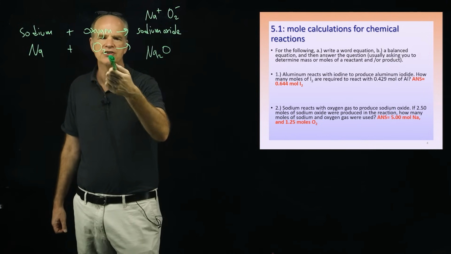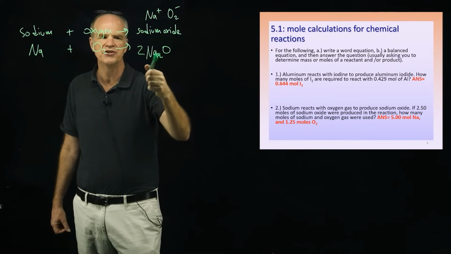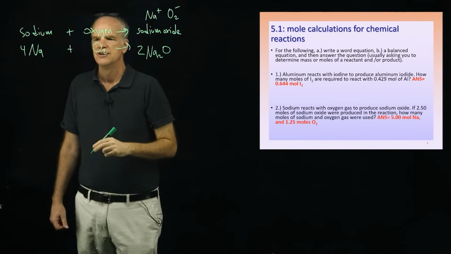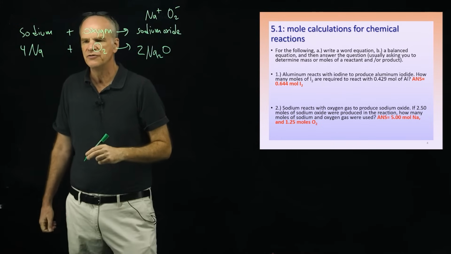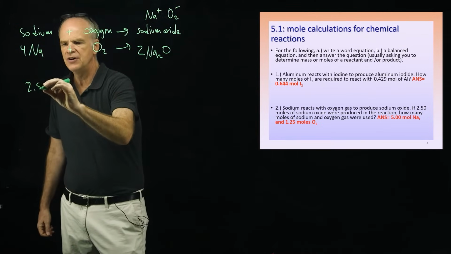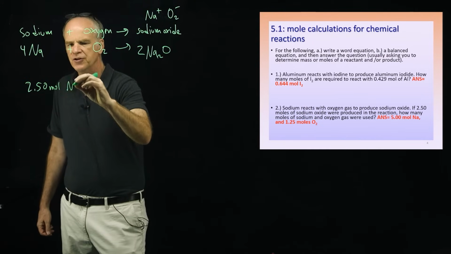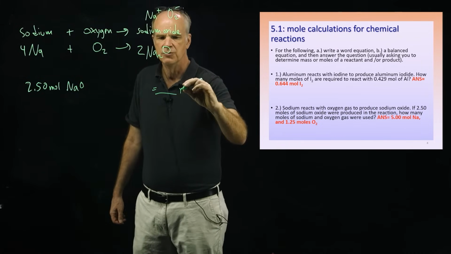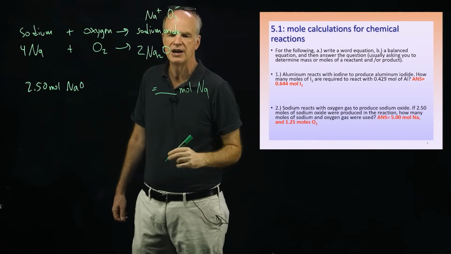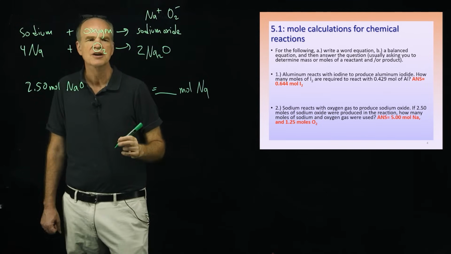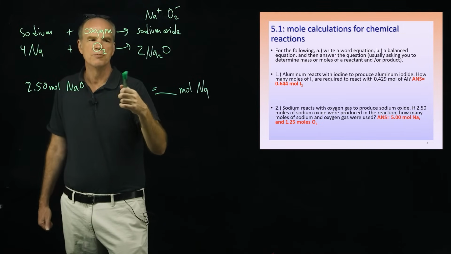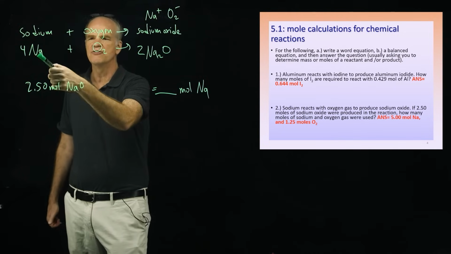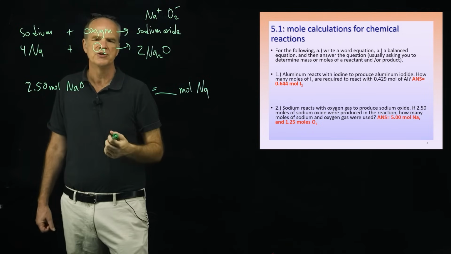So it looks like we have 2 oxygens on the left, 1 oxygen on the right. I'll put a 2 there, so that balances the oxygens. We have 4 sodiums on the right, only 1 on the left, so I'm going to put a 4 here. So we're starting out with, it looks like, 2.50 moles of sodium oxide. And what we're going to have to do is get this into moles of sodium that were used in the reaction first. So that's actually not too hard to figure out because, again, what we see is a mole proportion between sodium oxide and sodium. And so what we can see is that for every 4 moles of sodium that react, we get 2 moles of sodium oxide.